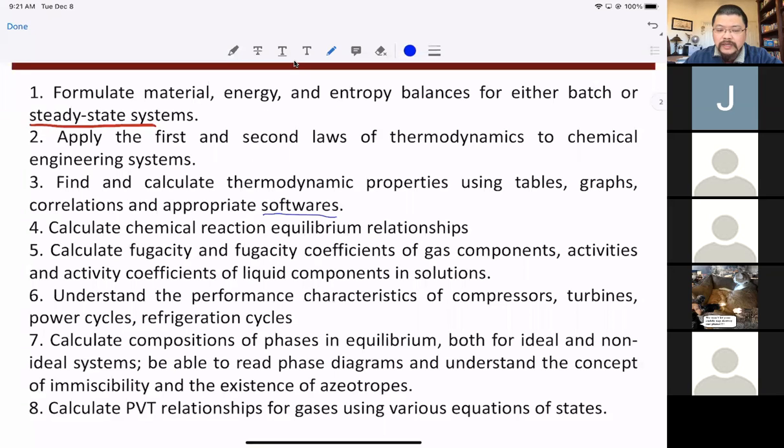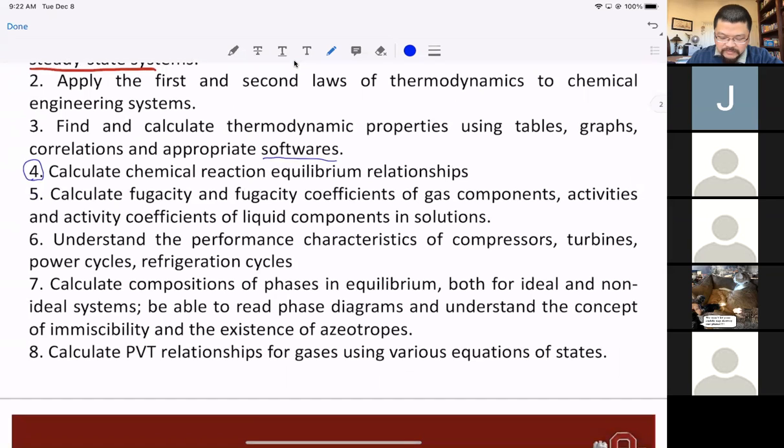So we'd better use the knowledge we learned from the computer class or numerical class to solve those calculations. Then the fourth item would be calculate chemical reaction equilibrium relationships. That we have not covered, or we have not had the assessment. So this is one of the main parts of our final exam, for the reaction equilibrium, to see if we have a decent understanding of that.